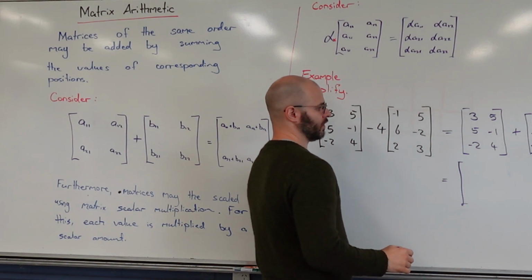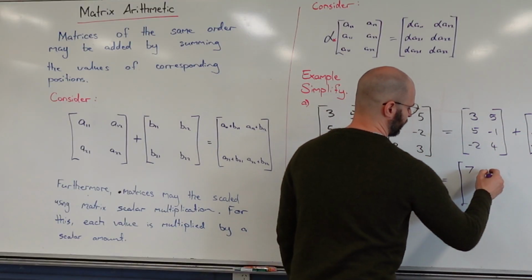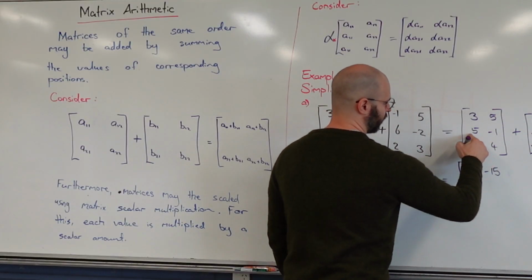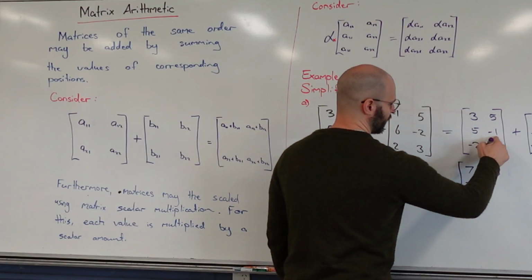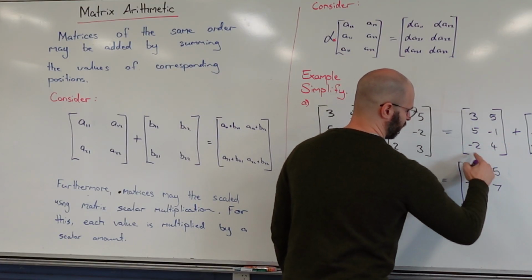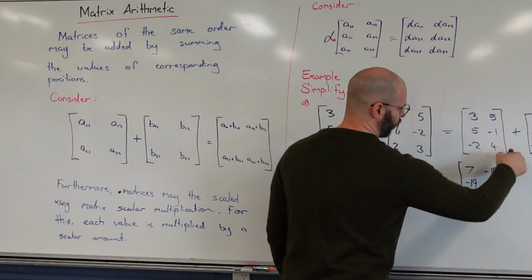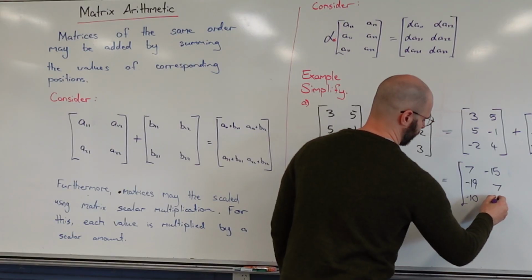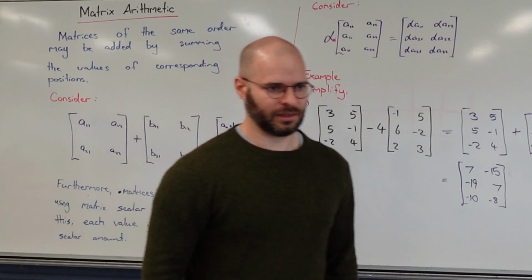Okay, now finishing it off, 3 plus 4 is 7, 5 plus -20 is -15, 5 plus -24 is -19, -1 plus 8 is 7, -2 plus -8 is -10, and 4 plus -12 is -8. That seem okay, guys?